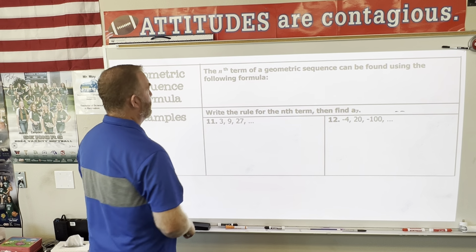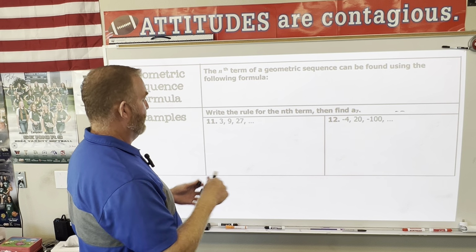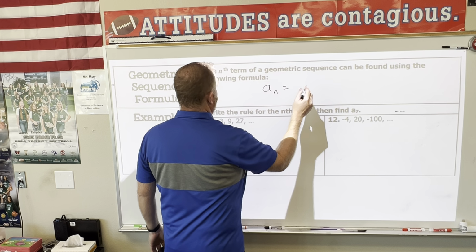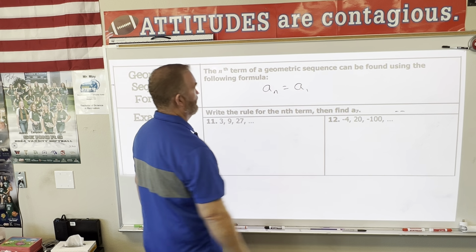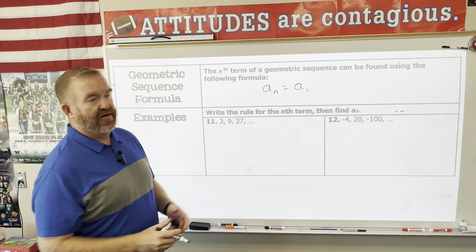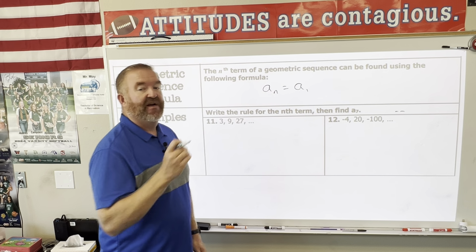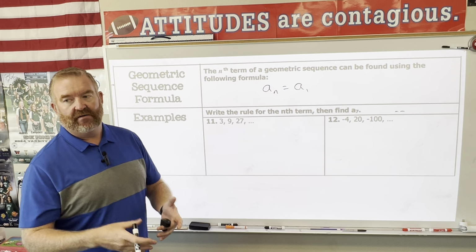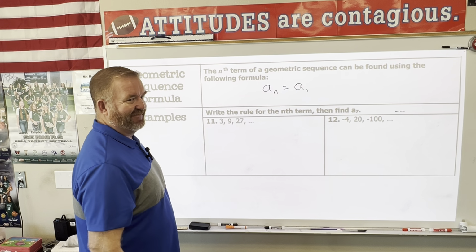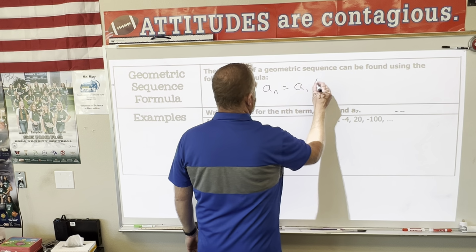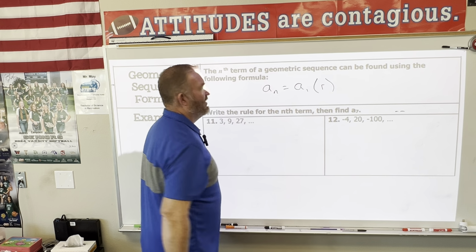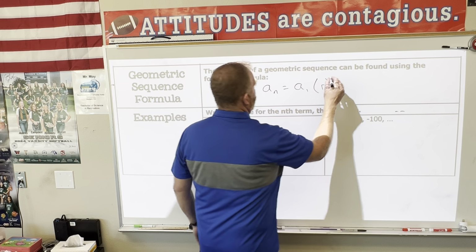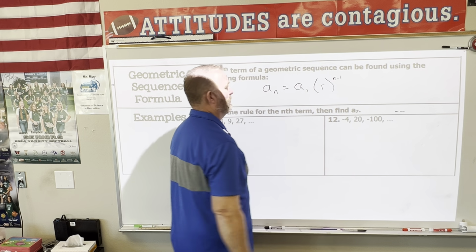Your equation: the nth term of the geometric sequence. Here's your ratio. So a sub n. The first term always goes first. Now here's where it's a little bit different. Instead of common difference, what do we have? A common ratio. So put an r in parentheses. Now, here's where it gets funky: as an exponent, n minus 1.